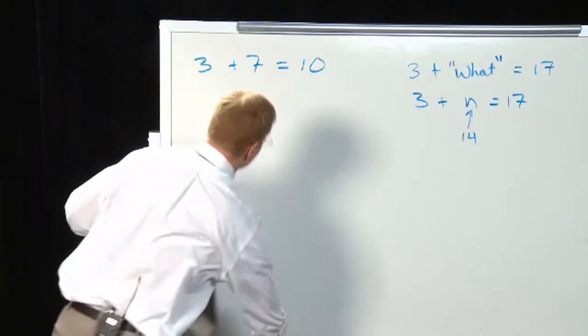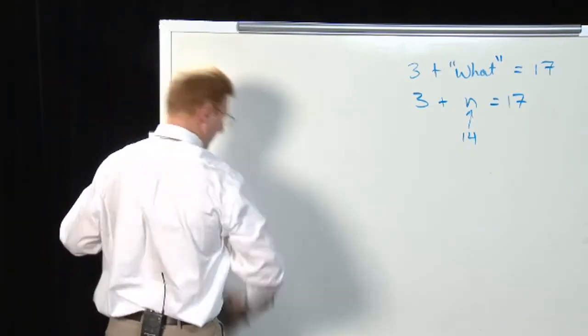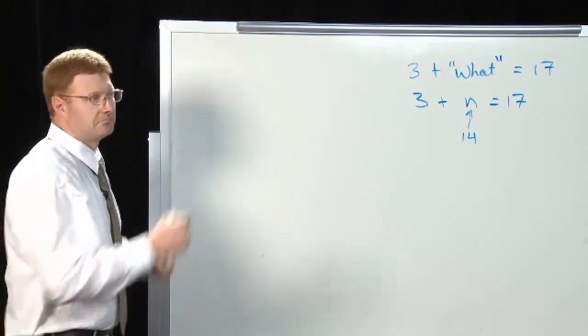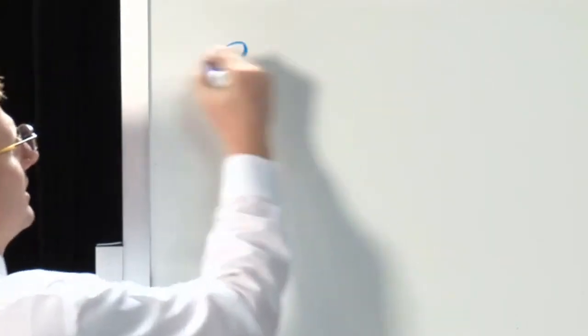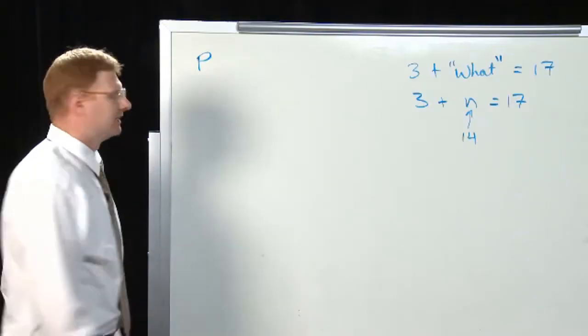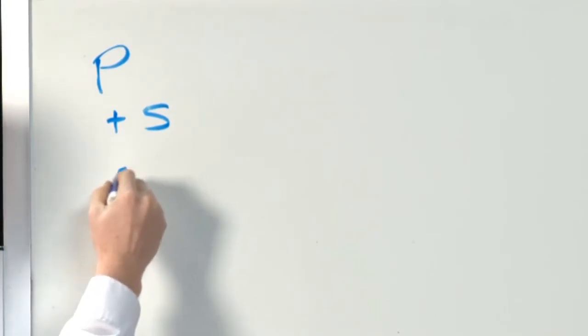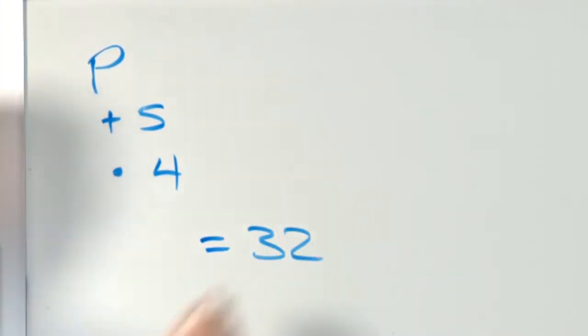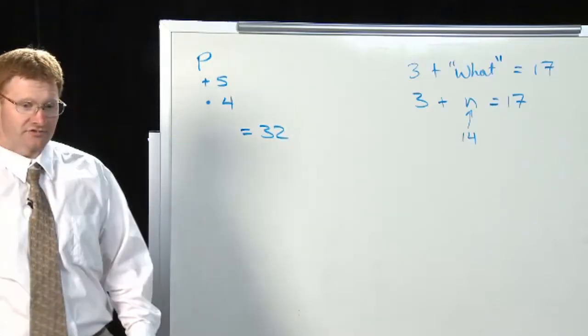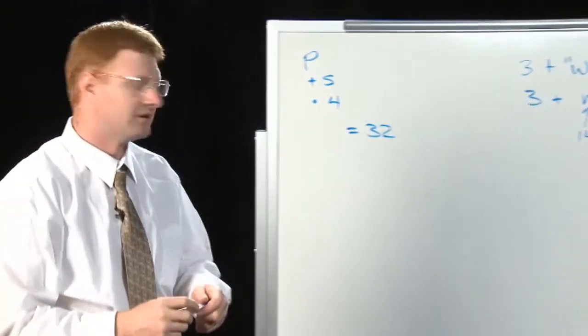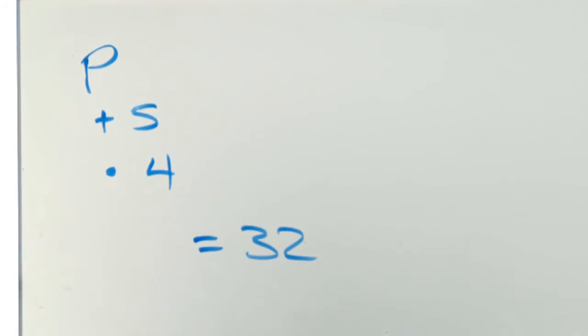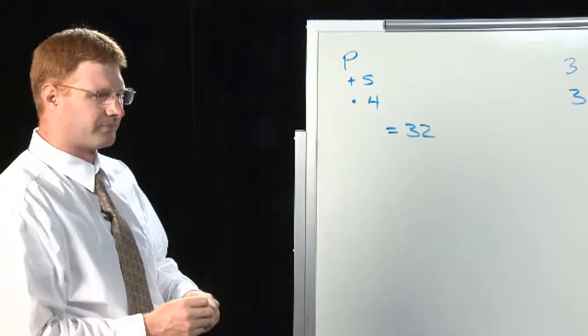So let's play a little game. I'm going to start out with a number. I don't know what it is yet. I'm going to call it P. I'm going to take that number, add 5 to it, and then multiply by 4, and I get 32. And your challenge is to find the number I started with. Take a minute. P plus 5 times that whole thing by 4, and I get 32.